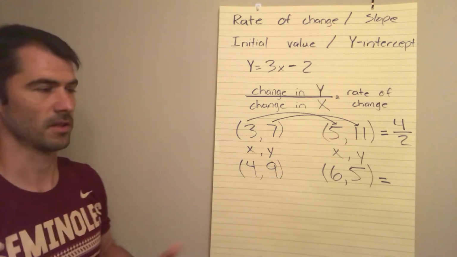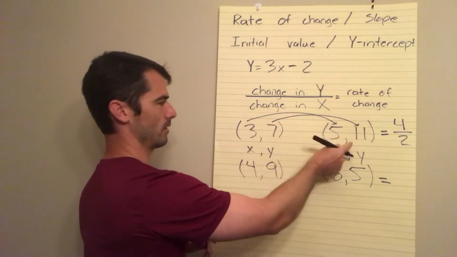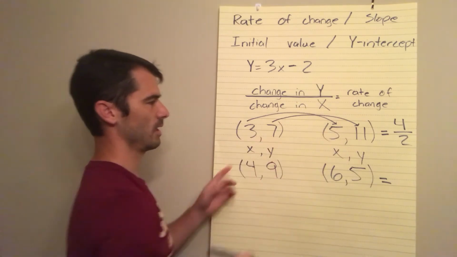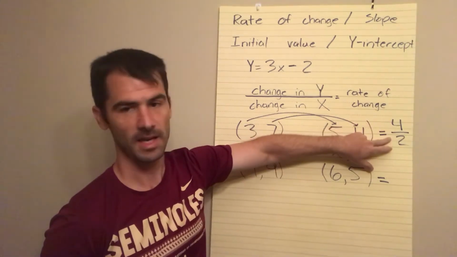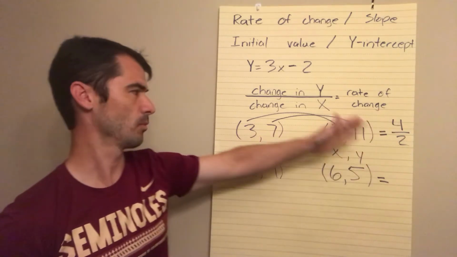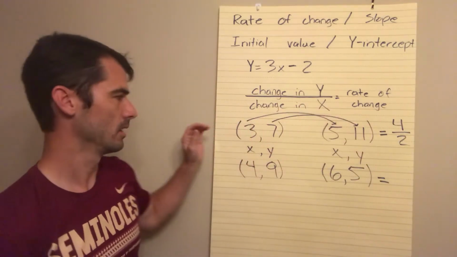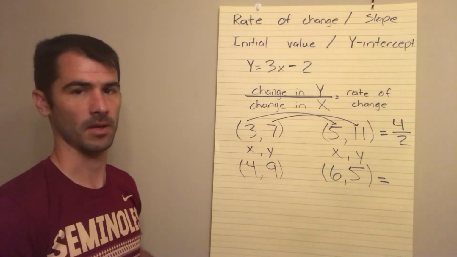Now here's the other thing. Had you gone the other way, had our arrows gone this way, they both would have been negative, and negative divided by negative would still be a positive. So it really doesn't matter which way you go. Just remember to think, am I going up or down?